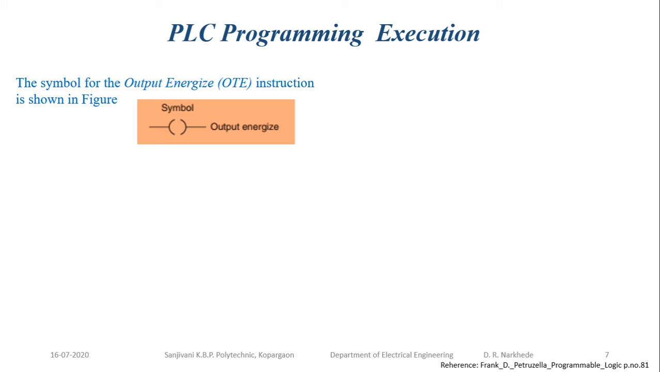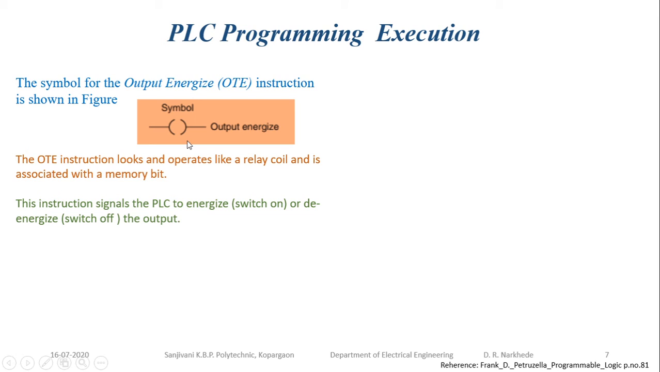Now the third instruction used in relay instructions is the output energizer. What is the output energizer? This is simply the output coil. The OT instruction looks and operates like a relay coil, and it is associated with a memory bit. It is similar to your relay coil. The relay coil may get energized or de-energized, so it has only two stable states: energized means 1, and de-energized means 0. So it is a single bit instruction.